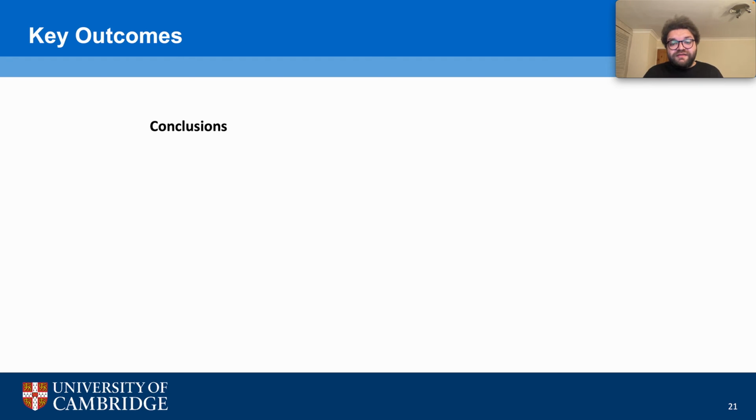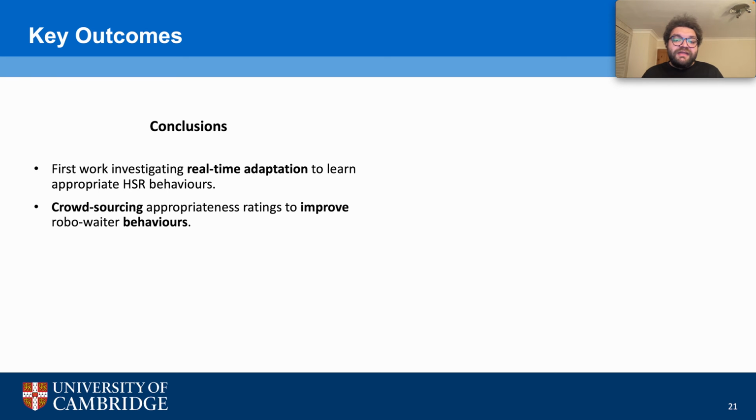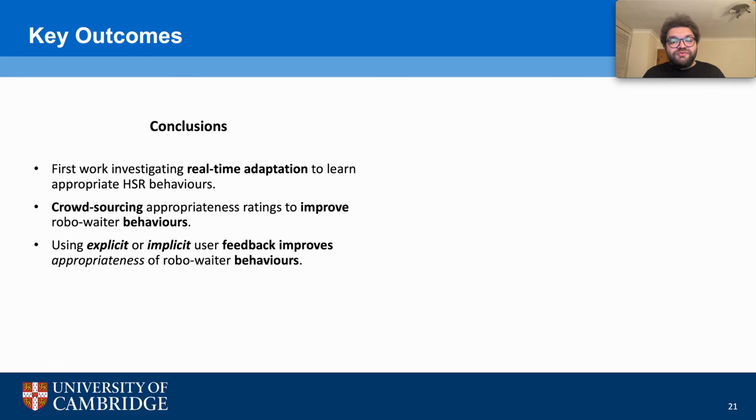To conclude, we present the first work investigating real-time adaptation strategies for robo-waiters to learn socially appropriate behaviors. We show that using crowdsourced annotations can provide a generalized understanding of what is considered appropriate. This understanding can be improved individually when interacting with individual users by factoring in explicit or implicit feedback. While explicit feedback seems to be better, as it improves enjoyment, sociability, and adaptability for robot waiters.